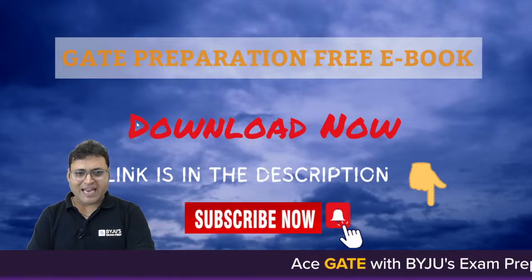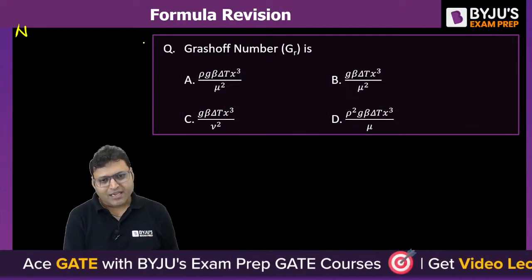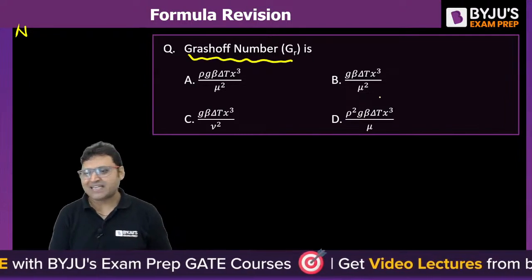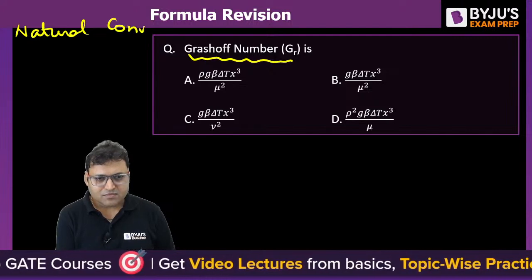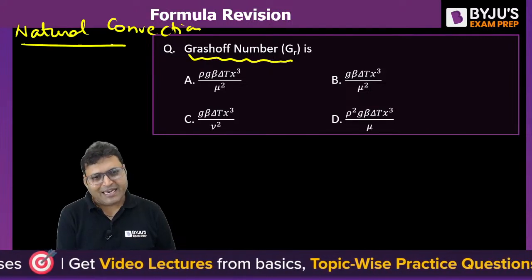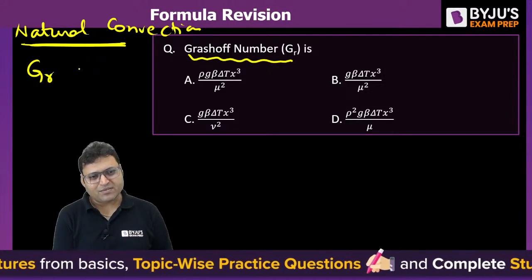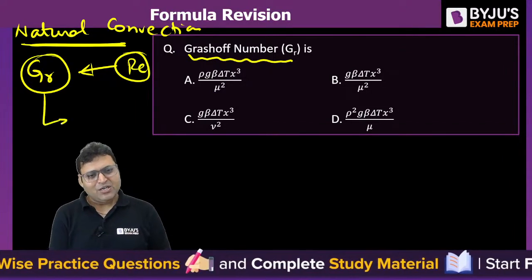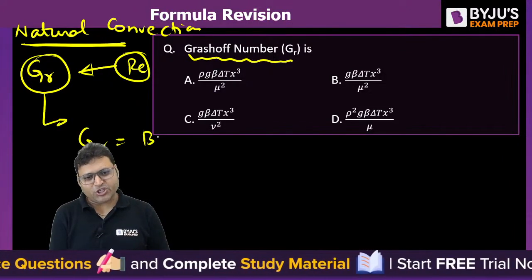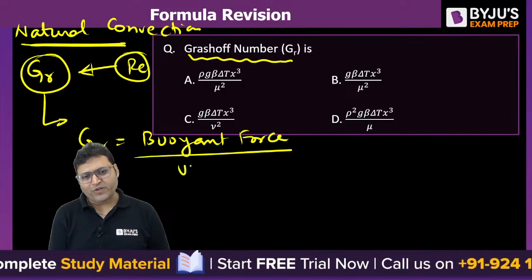Now let us move to natural convection. Here there is a number defined that is called the Grashof number. What is the Grashof number? In natural convection, the Grashof number replaces the Reynolds number. In place of Reynolds number, there is a Grashof number. So the Grashof number is the ratio of buoyant force to viscous force.